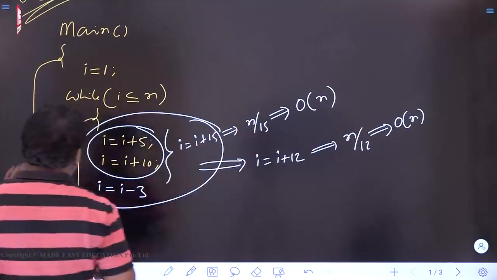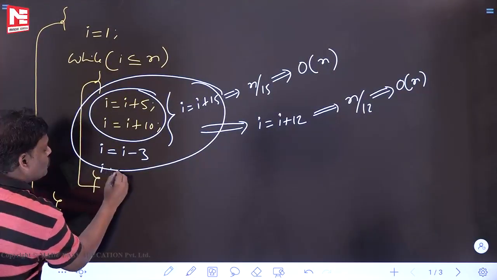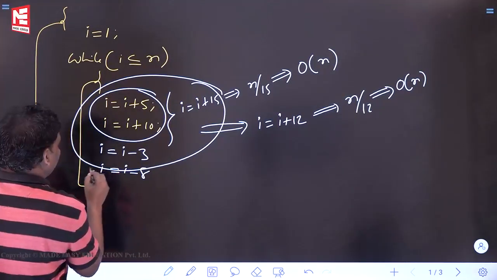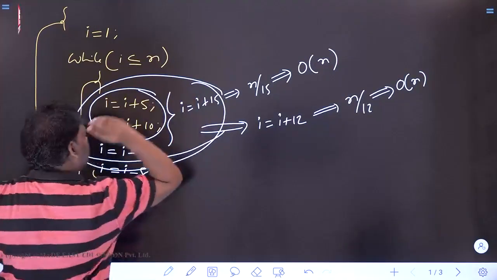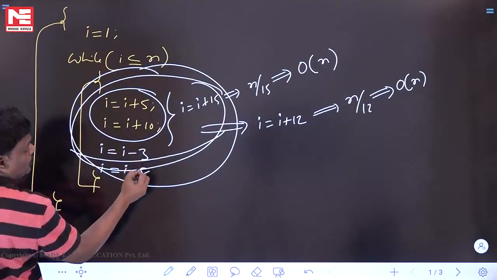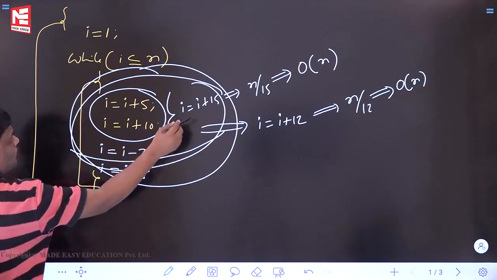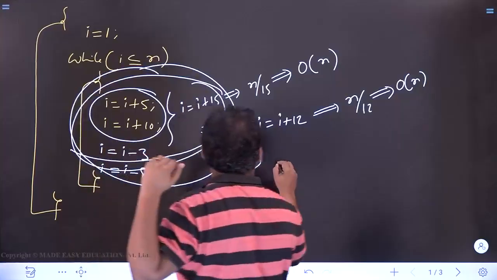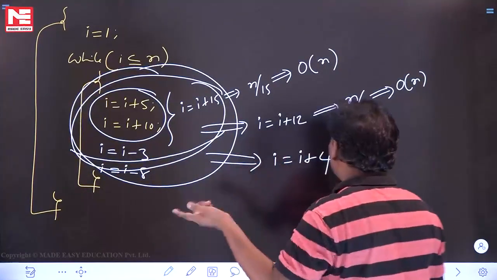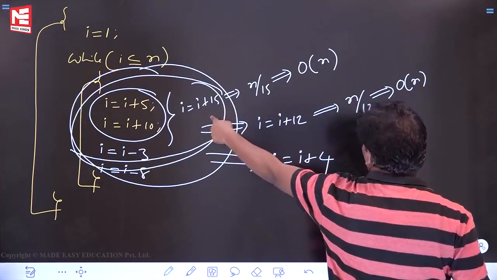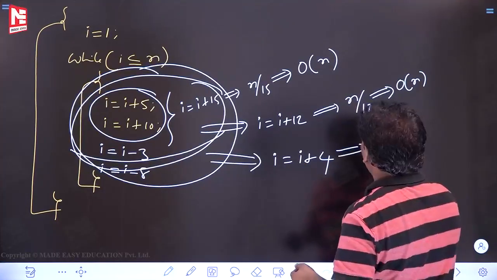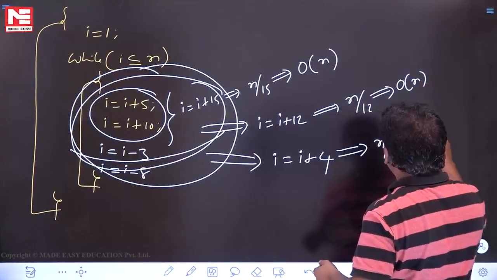Right, next one, some people are asking, sir, if I add like this also, what is the answer? I = I - 8. What is the answer? Already, let's see this one. So until here, this is the story. If you add this also, overall it becomes what? 3 subtracted, 8 subtracted, total 11 subtracted. From 15, if you subtract 11, what is the answer? I = I + 4. Previously 15 added, now 11 subtracted, which leaves 4 remaining, which becomes n by 4, which becomes big O of n.